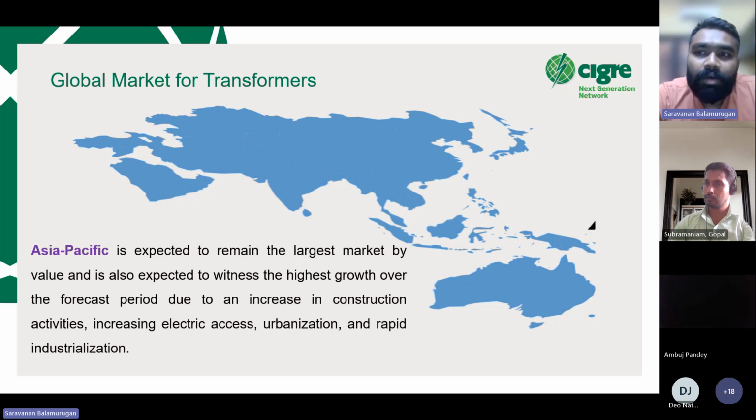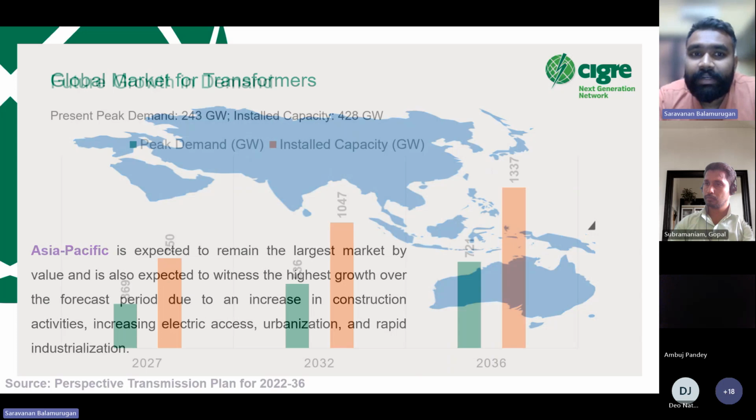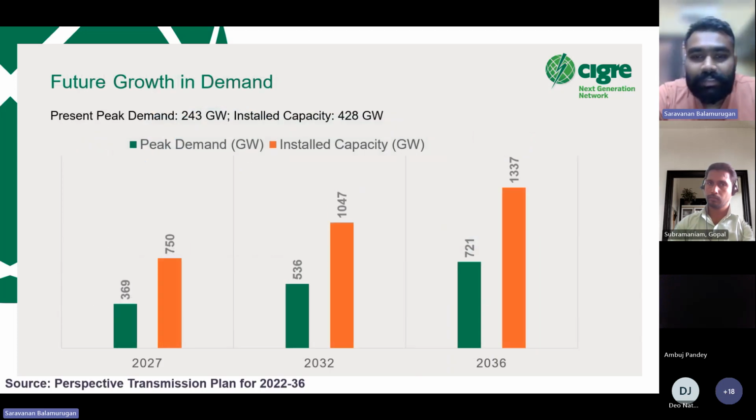So we belong to one of the fastest growing markets for transformers. We belong to one of the biggest population countries in the world, and we belong to one of the places where the estimated demand for power is also increasing exponentially, right? So we are expecting a peak demand of somewhere around 369 gigawatt to around 725 gigawatt by around 2036, with an installed capacity of around 1337 gigawatt, right? So this is something that we are forecasting by the year 2036, which is around 12 years from now, right?